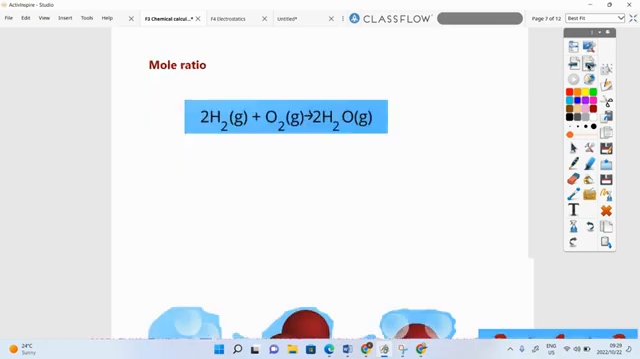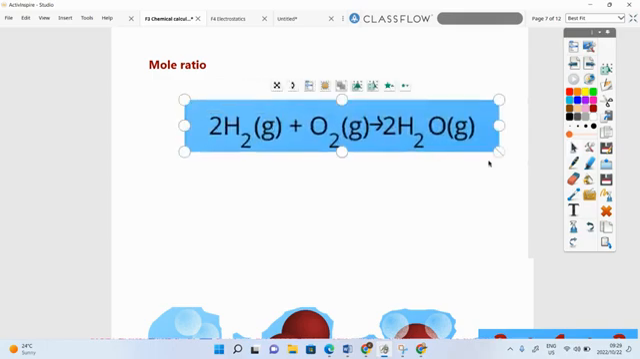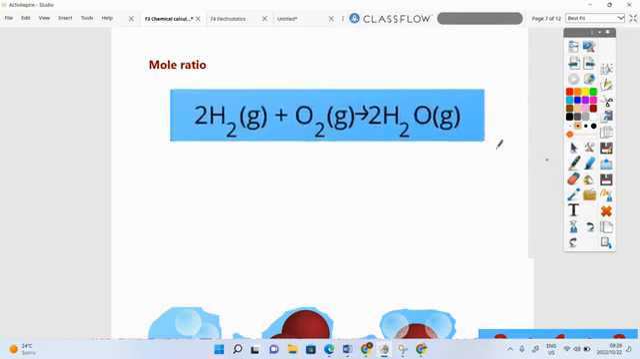Okay, so when we get a balanced equation, normally we give you the balanced equation because otherwise we make our marking very hard for ourselves. So if I have this equation, what does this 2 and this 1 that isn't there and this 2 mean?